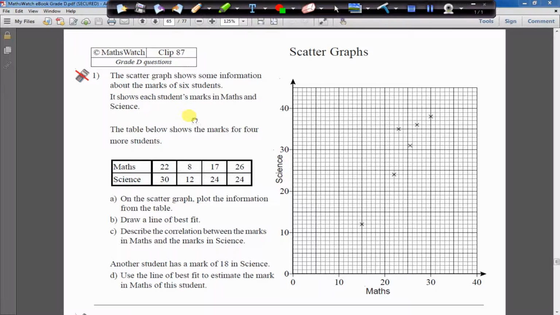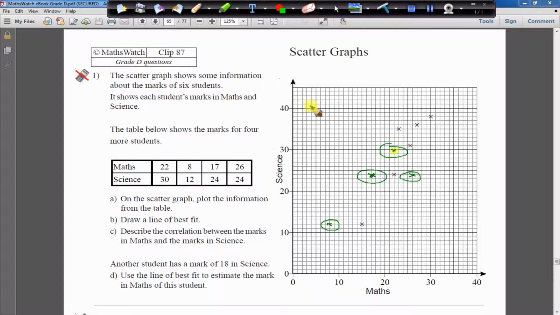It shows each student's marks in maths and science. Can you put on the following 4 marks? So I want everybody now to put those 4 marks on there. Okay? So you've got maths and science, and those are coordinates. Your maths is your x coordinates and your science is your y coordinates.